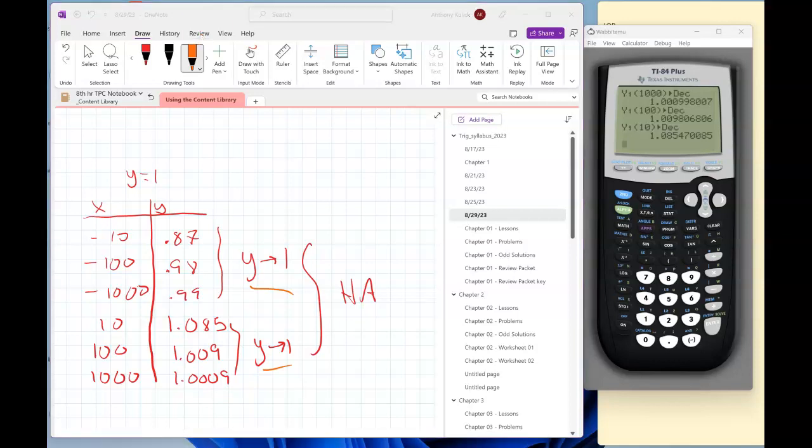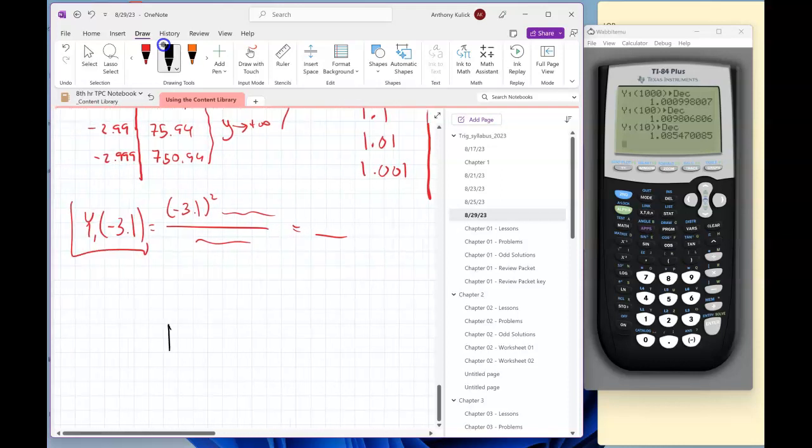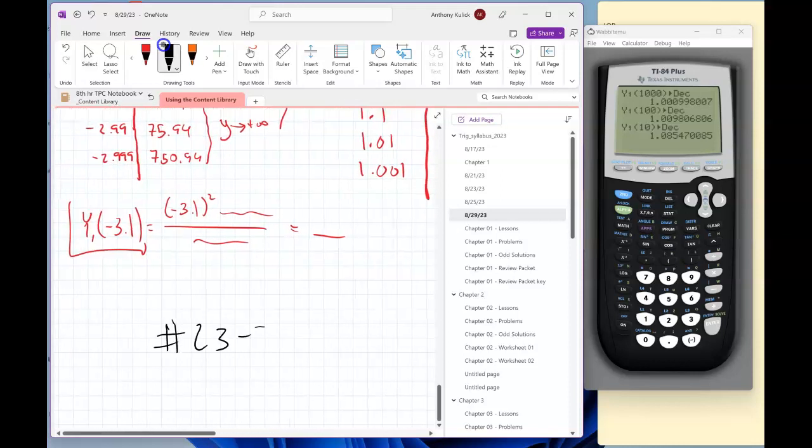What do you guys think? Other than being kind of tedious grinding through the calculator piece, it's not really difficult, though, what I'm asking you to do here, right? That's it for 6-1. So at this point, you guys should be able to do 23 and 24 from 6-1.